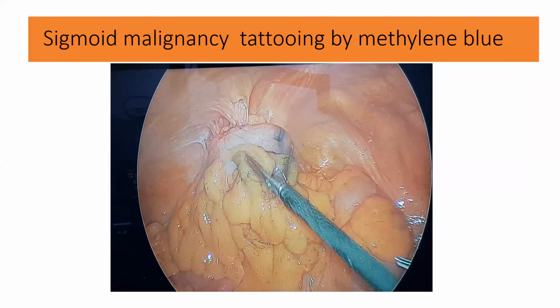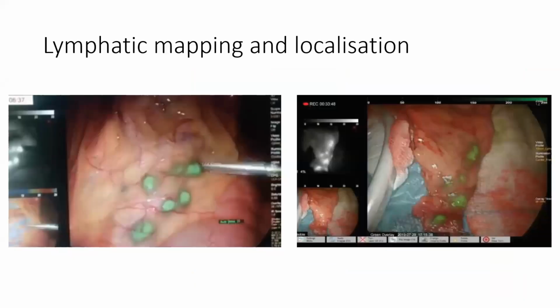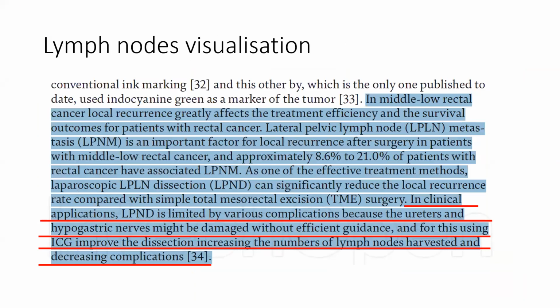Here, many times the tumor is not seen from the serosal side, and we can localize it very well. Even the lymph nodes can be visualized in a similar way. So we will see how the lymph nodes are seen. This lymph node visualization is very important because after doing your TME resection, if there are still green shadows, that means there are still lymph nodes there, so we can resect them completely. R0 resection can be done. So peritumoral infiltration 24 hours before surgery and lymph node visualization can be done.